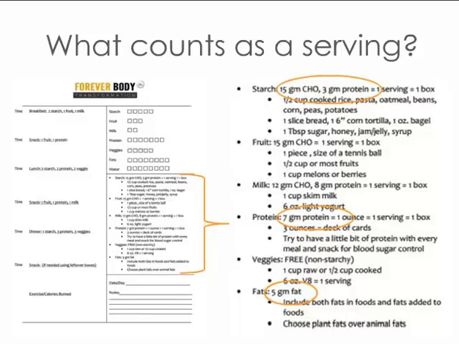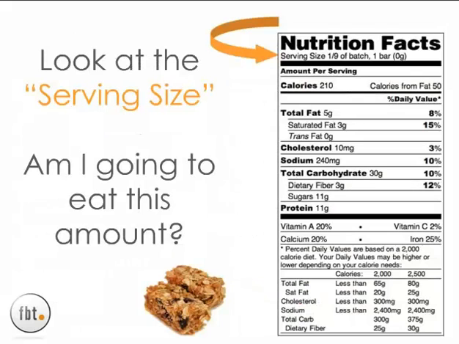Moving down to the protein group, 1 serving of protein counts as 7 grams of protein. And down to fat, 1 serving of fat is 5 grams of fat. So let's take this information and put it to use with the food label. The first thing I want you to look at on a food label is the serving size listed. Why? Well, all the numbers on that food label have to do with the serving size listed.